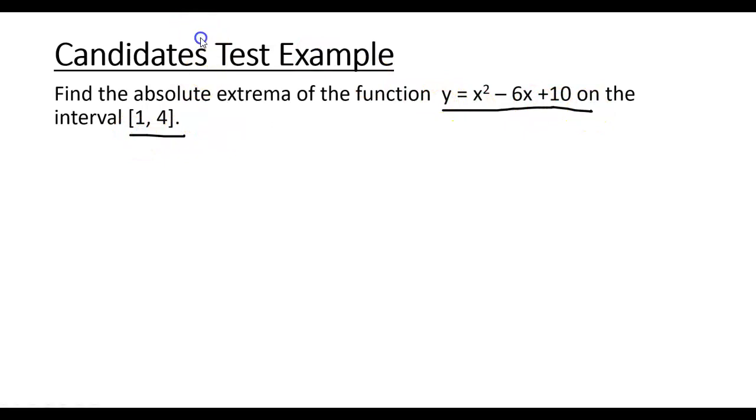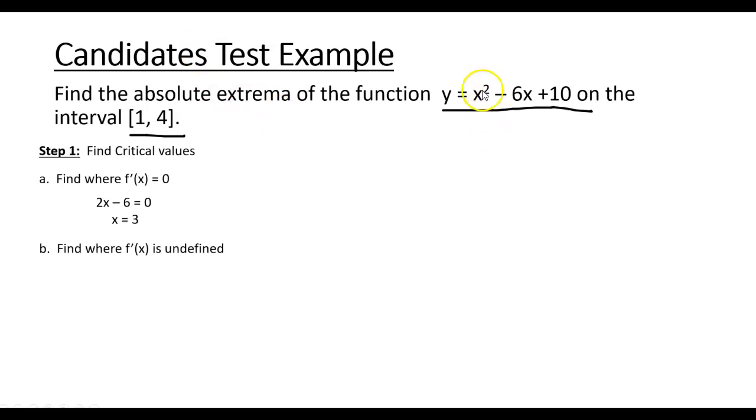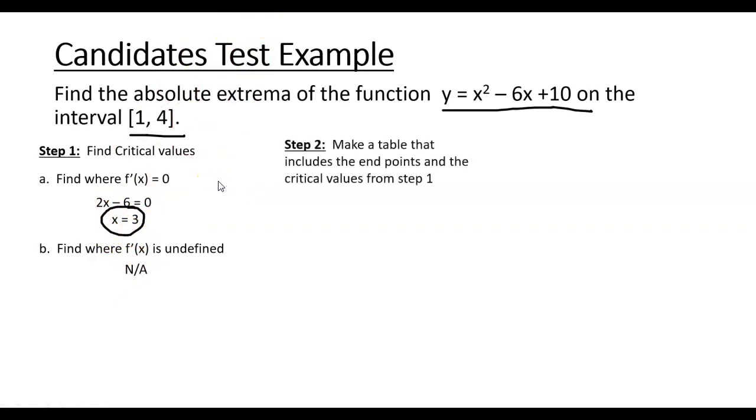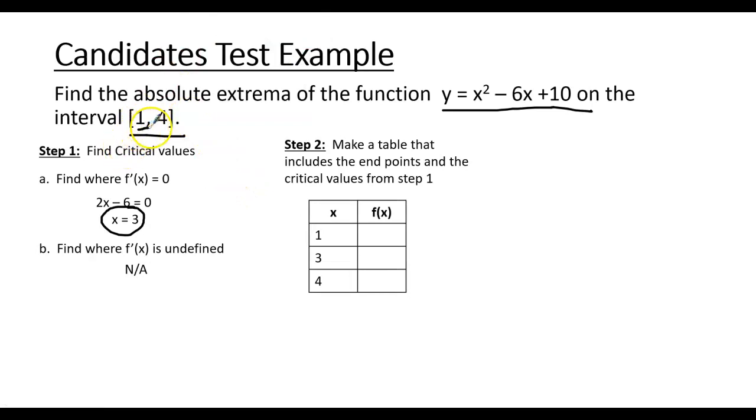So step 1 is to find the critical values, because that's one of the places where the absolute extrema can occur. So we're going to find where f prime equals 0. I find the derivative of this and set it equal to 0. I also find where the derivative is undefined, but that doesn't apply once again because this is a polynomial. So I only have one critical value, and it's at 3. All right. Step 2, make a table that includes the endpoints and the critical values from step 1. So here's my table. I'm going to include the 1, the 4, and the 3 under my x column.